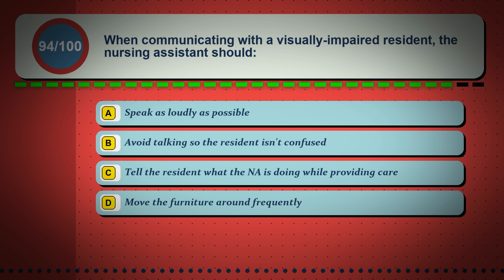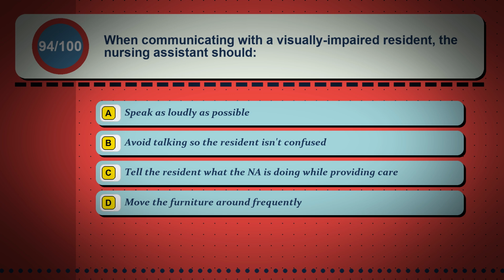Question 94. When communicating with a visually impaired resident, the nursing assistant should: Option A, speak as loudly as possible. Option B, avoid talking so the resident isn't confused. Option C, tell the resident what the NA is doing while providing care. Option D, move the furniture around frequently.